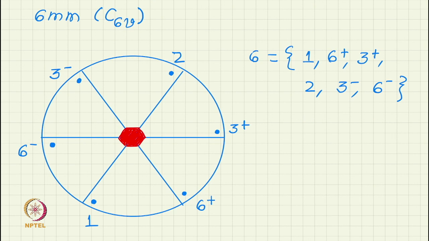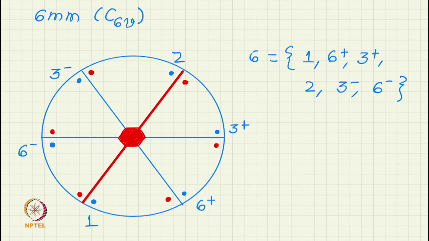Coming now to the 6-fold axis, I have the stereogram for the 6-fold group, and I have also listed the operations: 60-degree rotation, 120-degree rotation, 180-degree rotation, and so on. Now, to develop the 6mm group, I have to add a mirror. So, this is one of the mirrors which I decided to place. But as soon as I place that mirror, the reflected points start appearing in these locations.